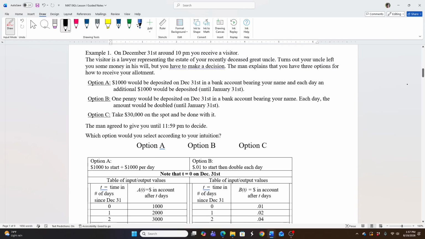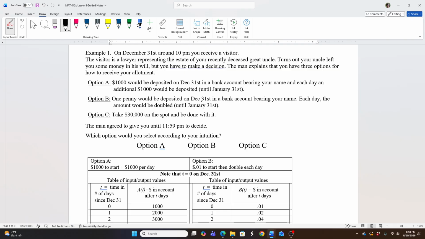Let's look at our first example where we are comparing exponential and linear functions. In example 1, it says on December 31st at around 10 p.m. you receive a visitor. The visitor is a lawyer representing the estate of your recently deceased great uncle. It turns out your uncle left you some money in his will, but you'll have to make a decision. The man explains that you will have 3 options for how to receive your allotment. In option A, you'll get $1,000 deposited on December 31st in the bank account bearing your name, and each day an additional $1,000 will be deposited until January 31st.